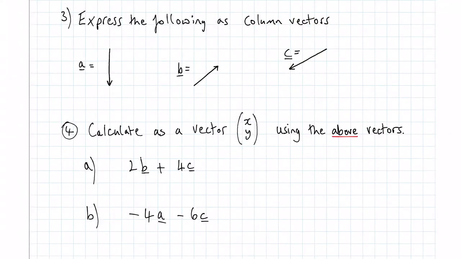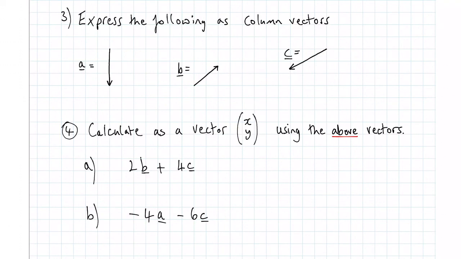Question 3, we've got some vectors that are expressed as arrows at the moment on the square paper, and this is meant to be half a square up there, and that's halfway down that square. You've got to write them as column vectors. In part 4, you're going to use these same vectors from above to do a little bit of vector addition and subtraction. Just take care with your signs. It's easy to go wrong there if you're not concentrating.